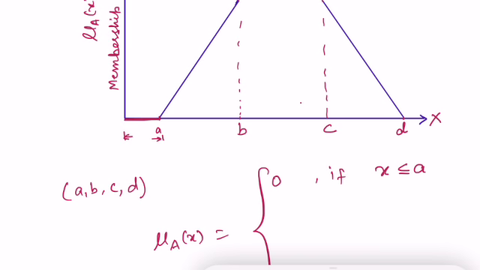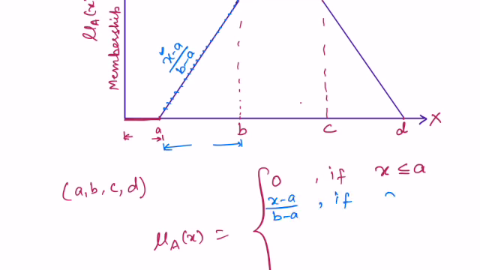Let us see the value between A and B. If we go through this line, it will be (x minus A) upon (B minus A). You can put the value of x here as A and check what value you are getting. So it is (x minus A) upon (B minus A) if x lies between A and B.